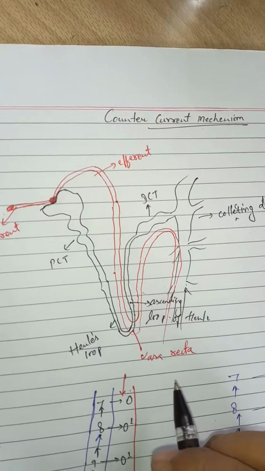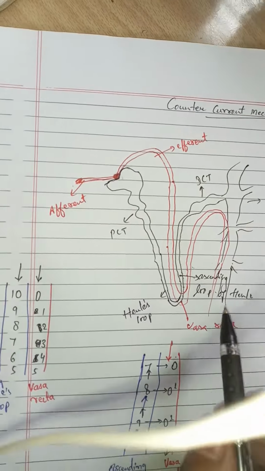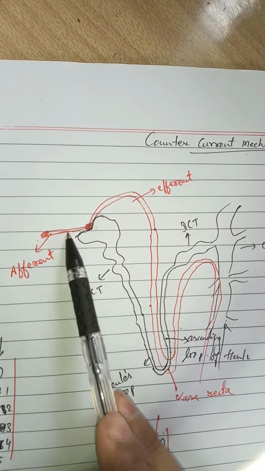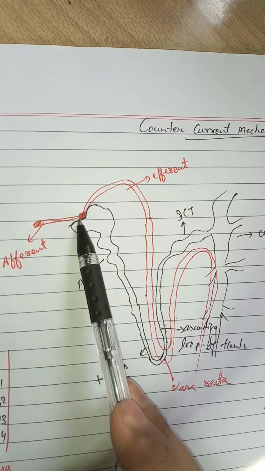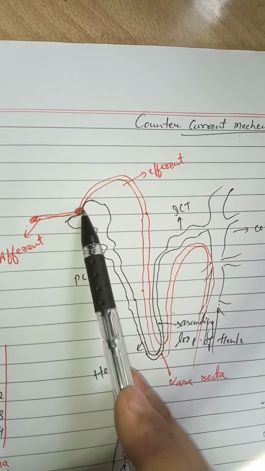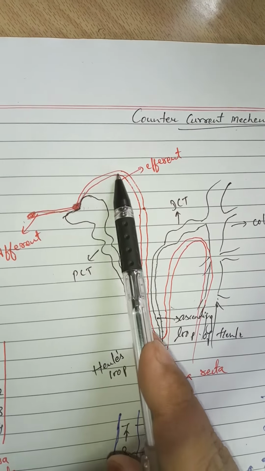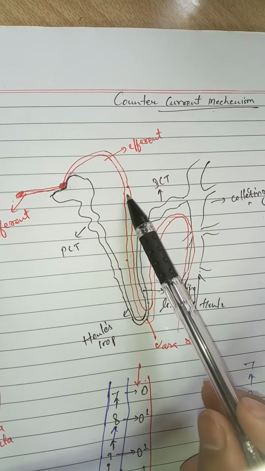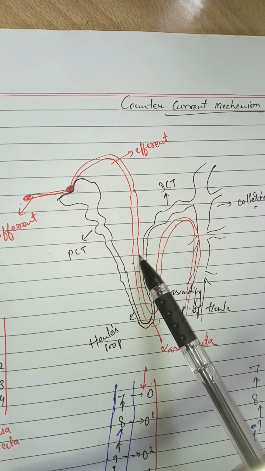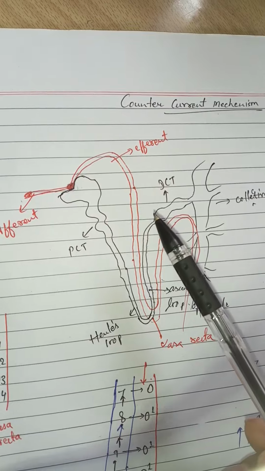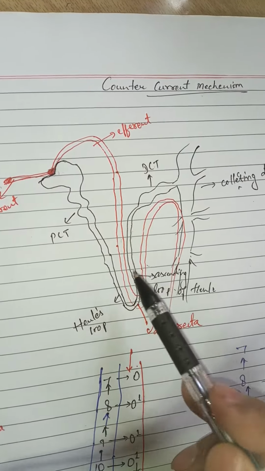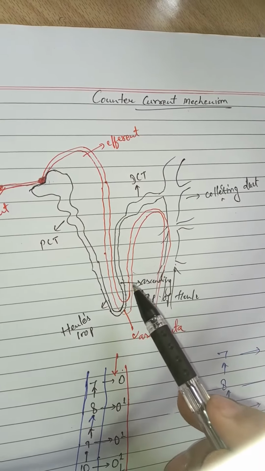We are going to see the counter current mechanism in urine formation. So see what happened. This is the afferent arteriole. It will come and form a glomerulus in Bowman's capsule of the nephron, and it will leave as the efferent arteriole. It will be in close proximity with the nephron, mainly the Henle's loop part. And how the counter current mechanism works, let's see.